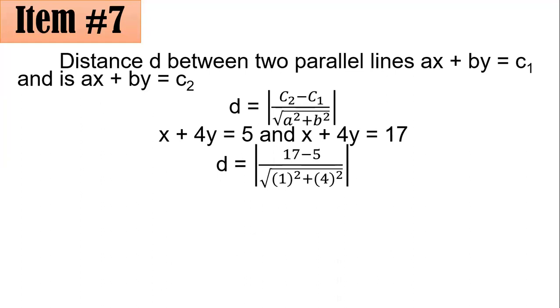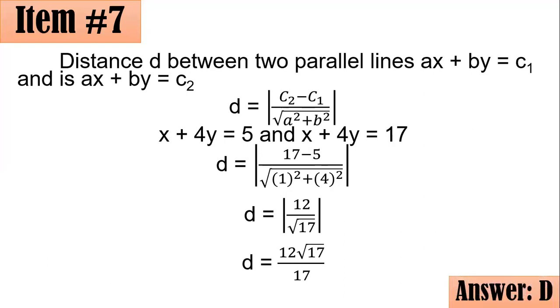So we have here that D equals the absolute value of the quantity 17 minus 5 all over the square root of 1 squared plus 4 squared. The numerator 17 minus 5 is 12, and the denominator is 1 plus 16, which is 17. So it's square root of 17 as your radicand. Multiplying both numerator and denominator by square root of 17 to rationalize it, and getting the absolute value, which is just positive here. So we got D equals 12 square root of 17 over 17. And that's letter D.